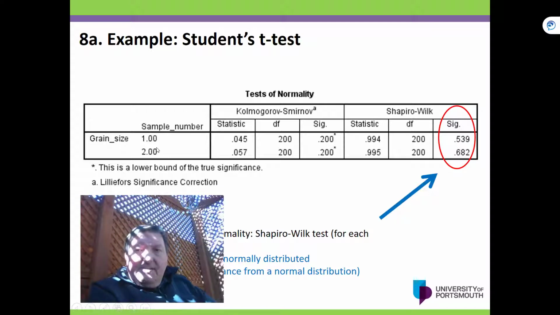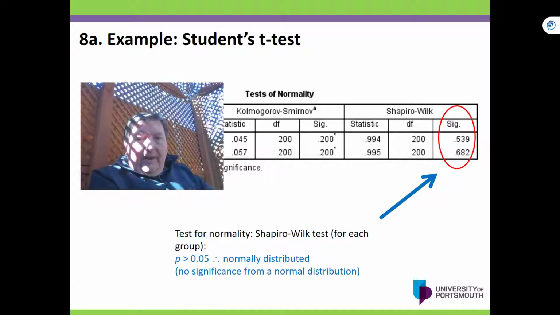And then the first thing is to do the Shapiro-Wilk test to check for normality. And we can see that both these p-values, 0.539 for group 1, that might be the Portsmouth group, and the Brighton group, say 0.682. So both these values are greater than 0.05, which is our alpha value. So therefore we can say that the data is normally distributed.